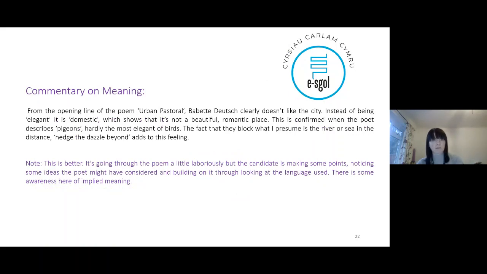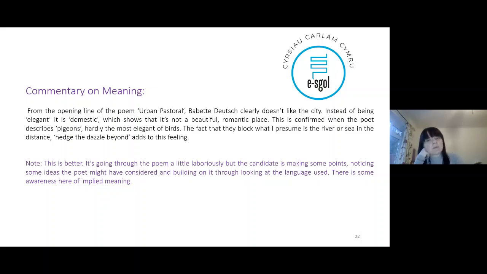So the commentary on meaning then. From the opening line of the poem, Urban Pastoral, Rebecca clearly doesn't like the city. Instead of being elegant, it is domestic, which shows that it's not a beautiful, romantic place. This is confirmed when the poet describes pigeons, hardly the most elegant of birds. The fact that they block what I presume is the river or sea in the distance, hedge the dazzle beyond, adds to this feeling. Okay, so commentary here then is, yeah, this is a little bit better.